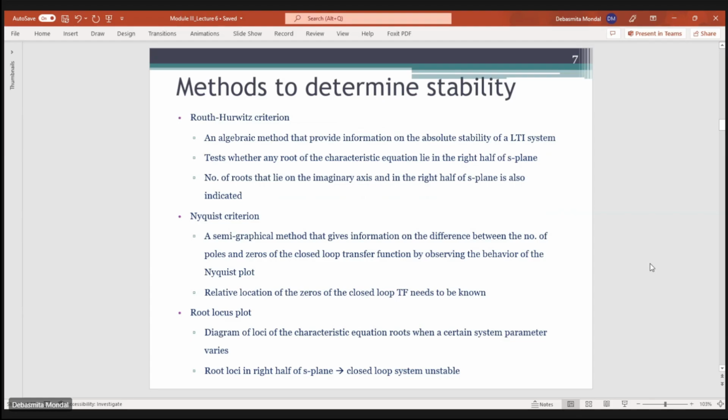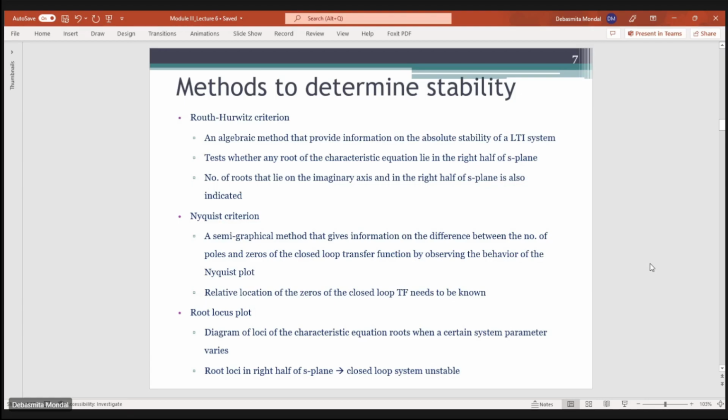Now next we'll move on to discussing the stability of a system. Initially, when we were talking about stability, we saw that if you provide a bounded input to your system, and for that bounded input you get a bounded output, then we say that the system is stable. So if you want to find stability from that bounded input output condition, you need to know the expression for the output of the system.